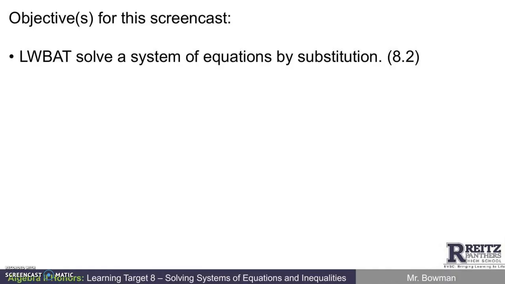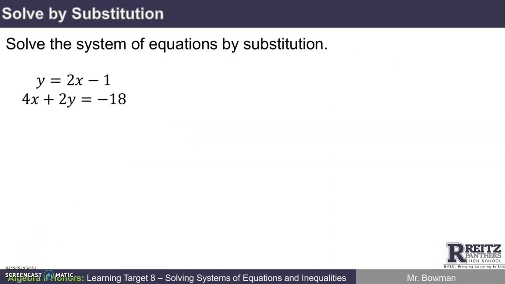Our objective for this screencast is learners will be able to solve a system of equations by substitution. In the previous screencast, you saw the graphing method for solving, and in this one we want to highlight a substitution method. The basic premise of the substitution method is that you want to find a way to substitute one of the equations into the other one.